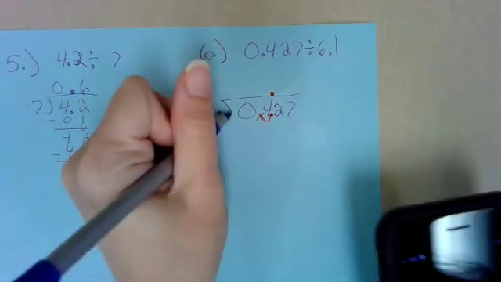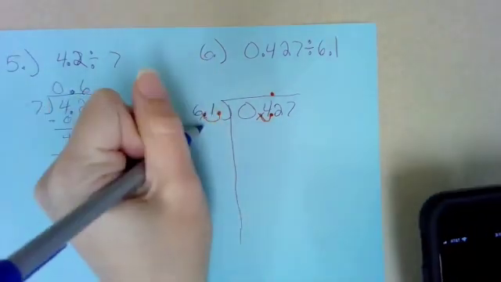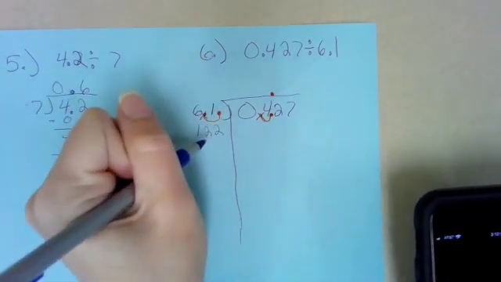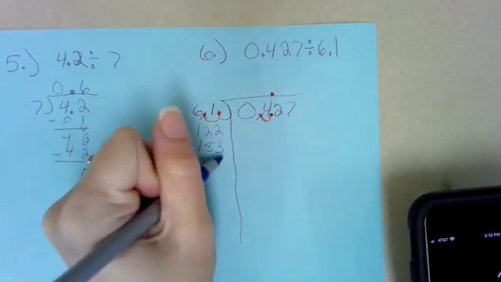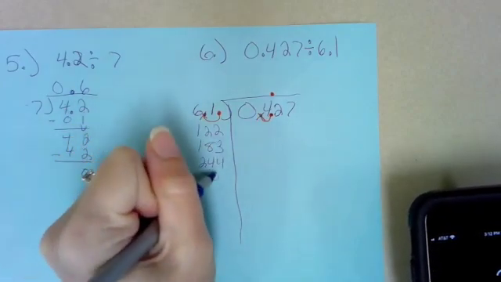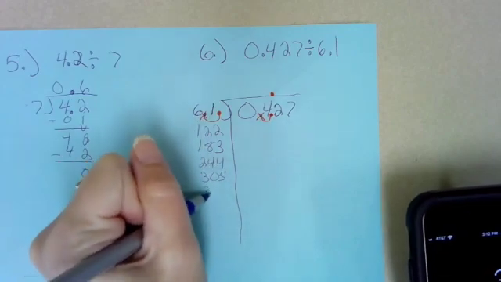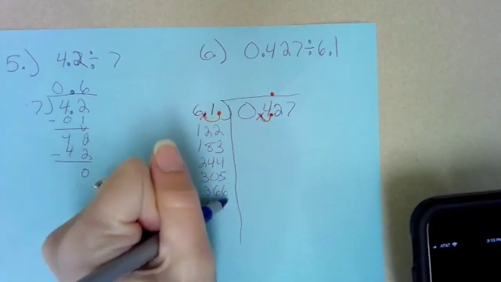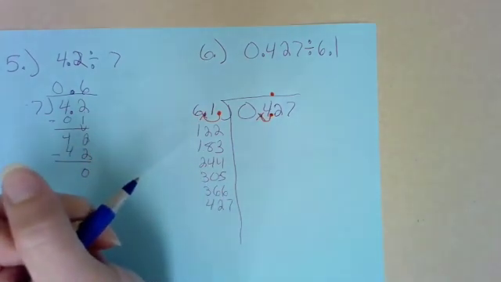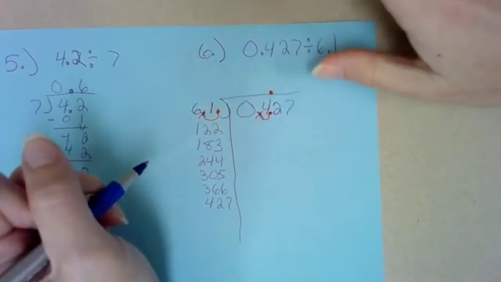We're going to list our multiples of 61. That's 122, 183, 244, 305, 366, 427. We're going to take it one digit at a time.